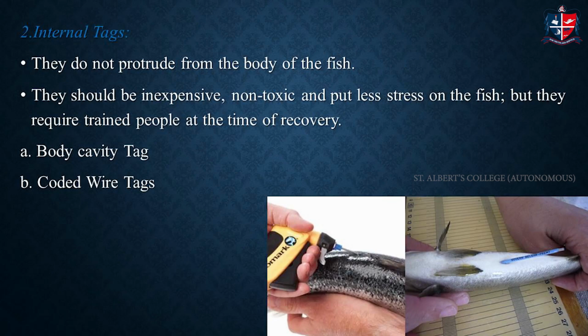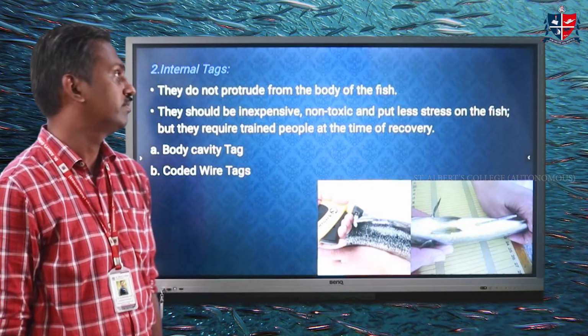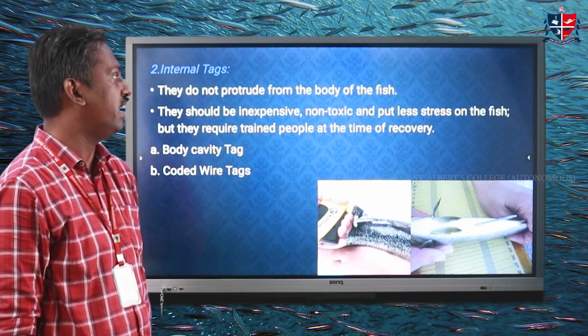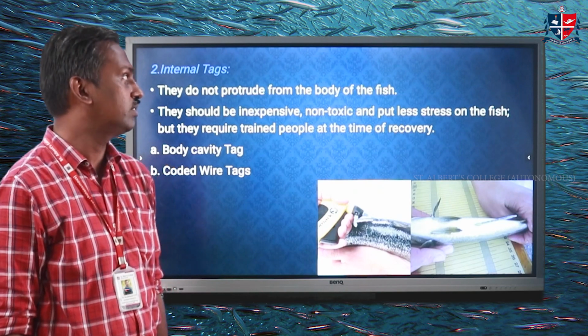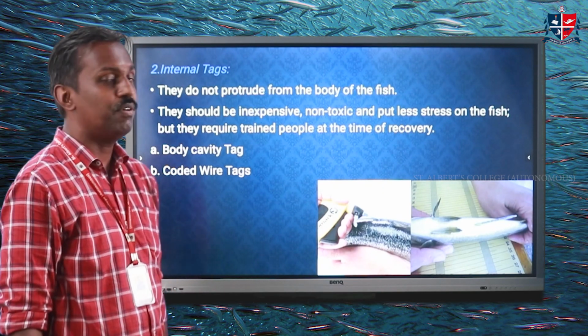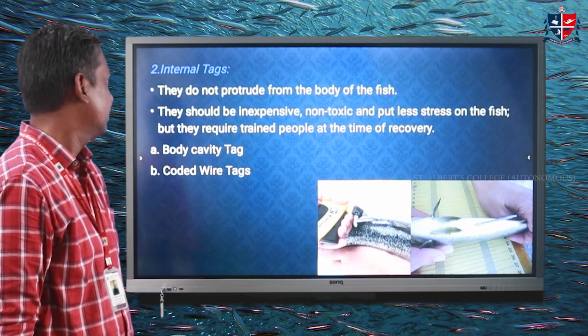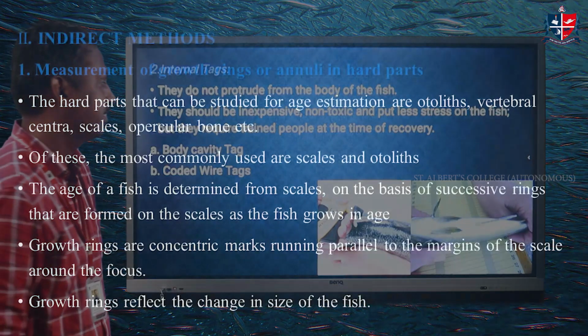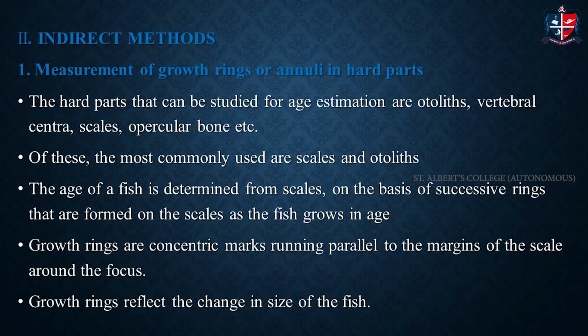Coming to the internal tags, they do not protrude from the body of the fish. They should be inexpensive, non-toxic, and put less stress on the fish, but they require trained people at the time of recovery. The important examples are the body cavity tag and a coded wire tag. Coming to the indirect method.